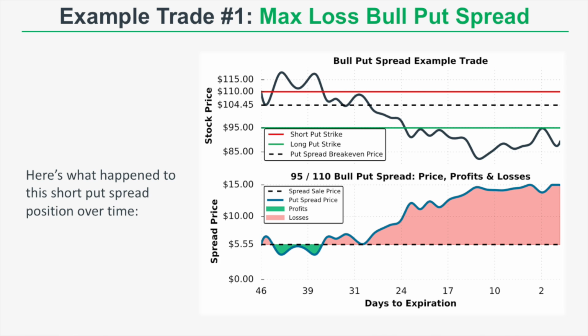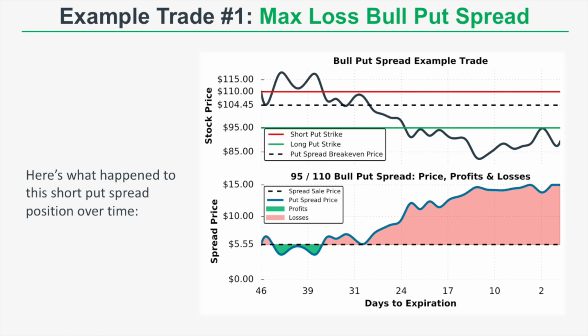So let's say you wanted to sell the spread when it reached $10. So once it reached $10, you could just close that spread and buy it back. And since you sold it for $5.55, if you bought it back for $10, your loss would have been $4.45 per spread, or a loss of $445 per spread.